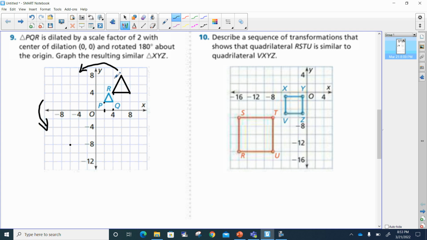And that would be my new R, right? And then where this was 4 and 4, when I multiply it to 2, it's going to be -4 and 4, right? And when I put this one at 8 and 4, this is going to be -8 and -4. So my new image should look like this.